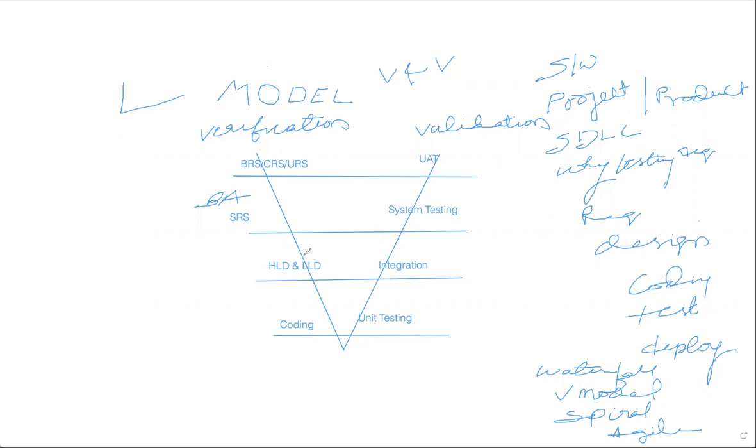What does HLD mean? HLD means high level design, and LLD means low level design. The high level design document contains a picture of the software, like data flow diagrams and ER diagrams. Data flow diagrams look like this: start, process, stop. Everything will be designed in the HLD document, represented diagrammatically.